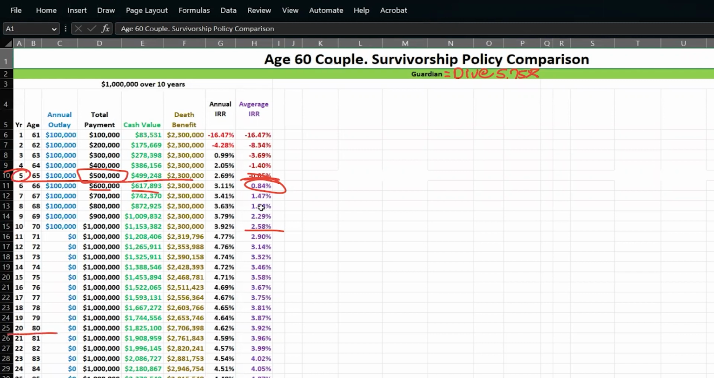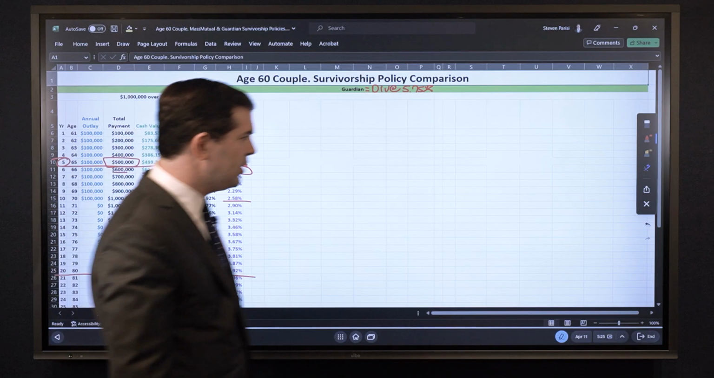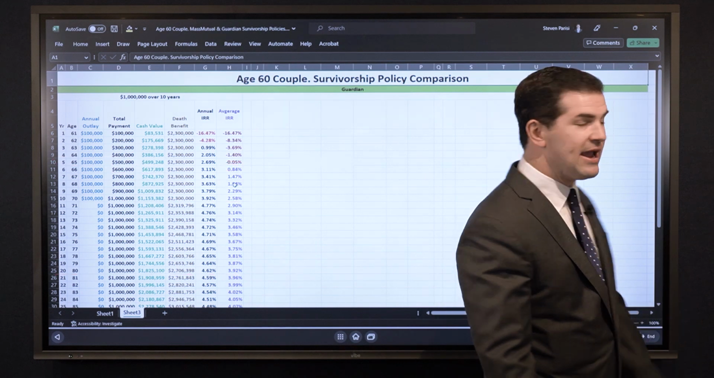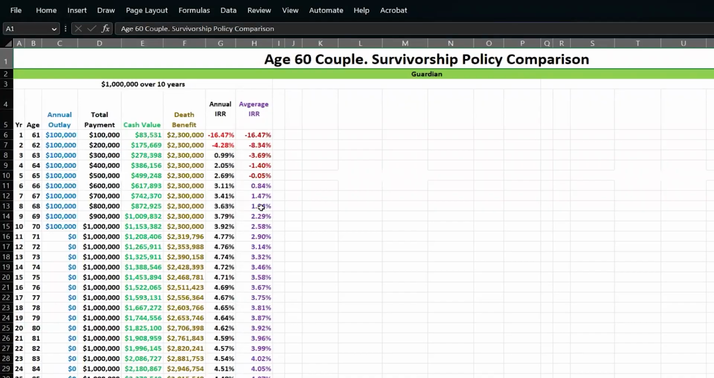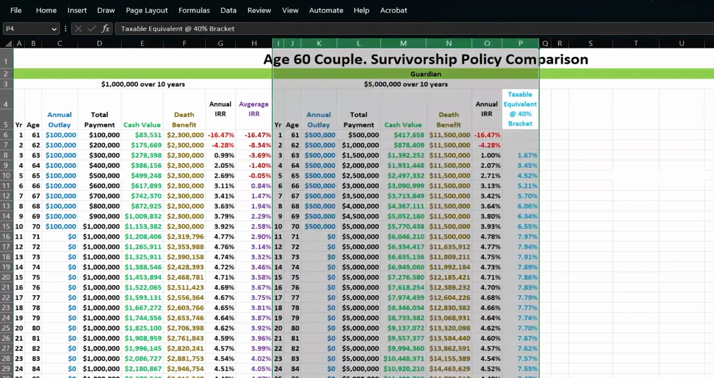Year 20, when the couple is 80 years old, you're close to 4%, 3.92. Okay, so those are some different ways to look at the cash value growth, and you can look at IRRs and death benefit as well. But let's continue on here and look at the $5 million example.